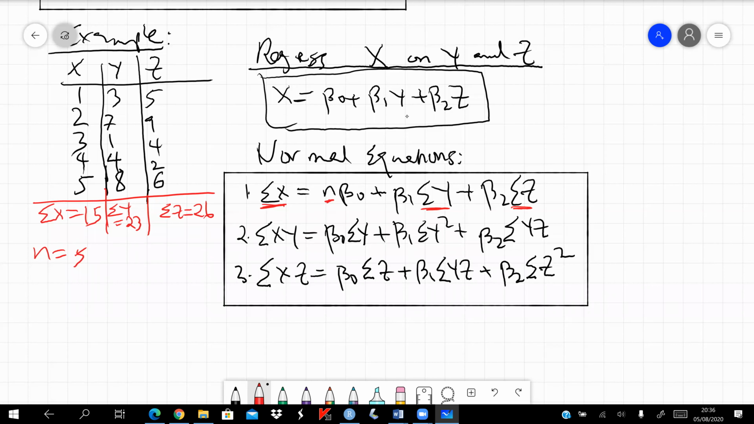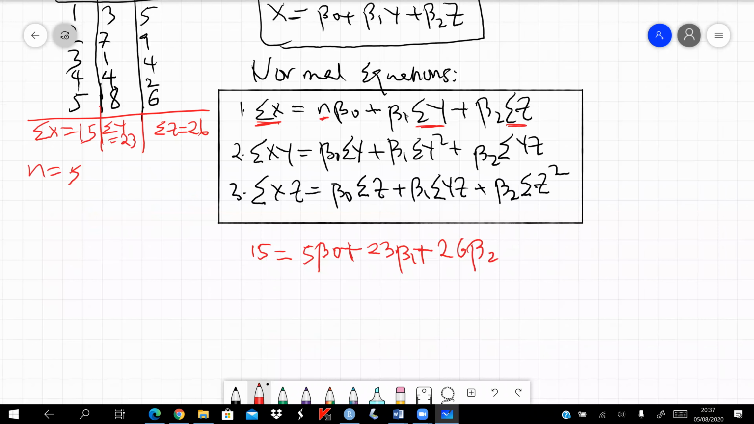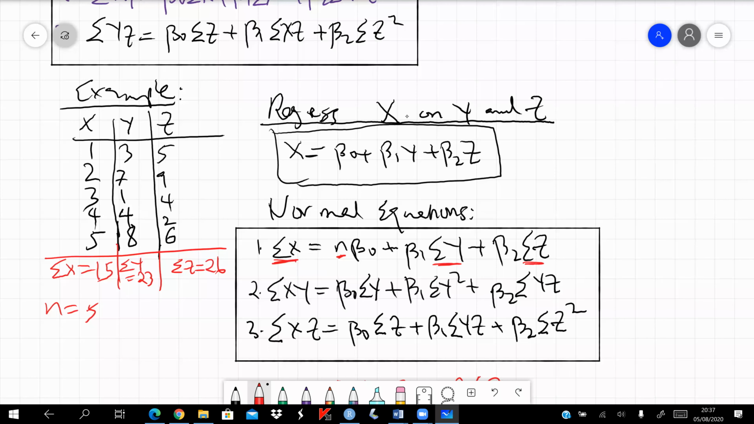So let me have the first normal equation. This will be 15 is equal to 5 beta naught plus 23 beta 1 plus 6 beta 2. That's the first equation. The second one, I need X times Y. So I need to multiply X and Y, then I sum. I need the summation of XY.